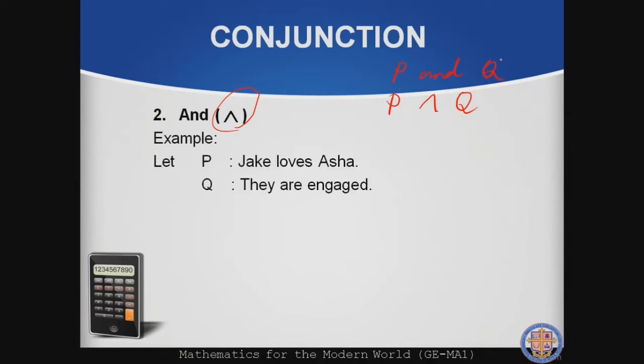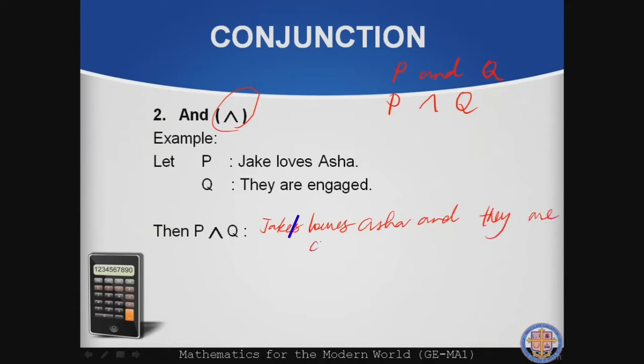Okay? Example. Let P be the proposition Jake loves Asha. Let Q be the proposition they are engaged. So how are you going to write this? P and Q. So substitution. So Jake loves Asha, and they are engaged. Okay. Jake loves Asha is your P. Then this "and" symbol, inverted V. They are engaged is your Q. So you translated the symbol into a verbal sentence.